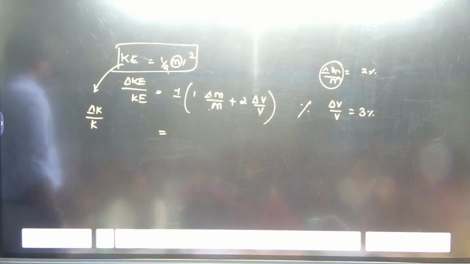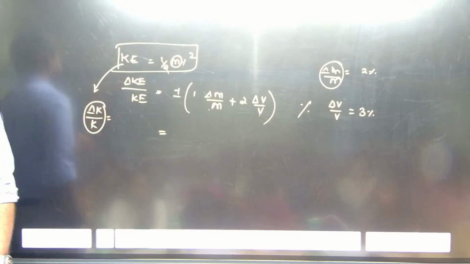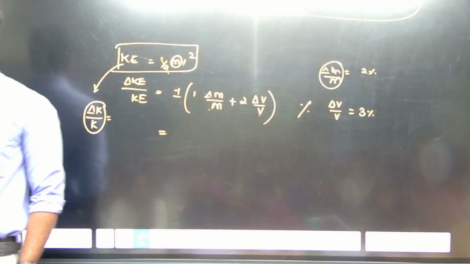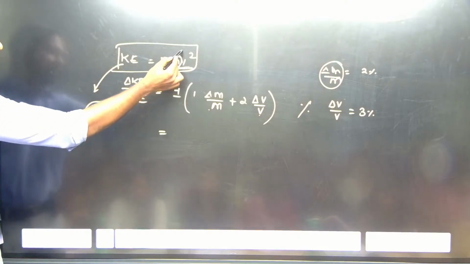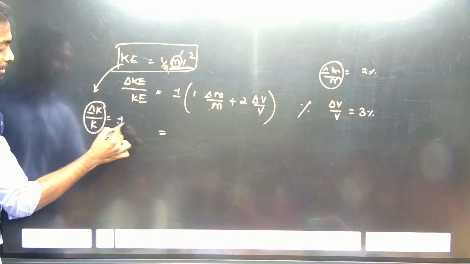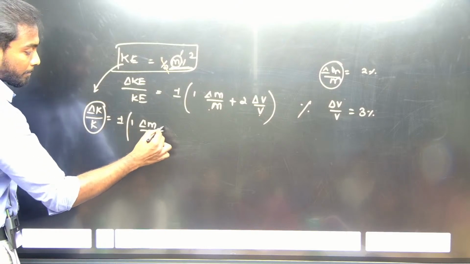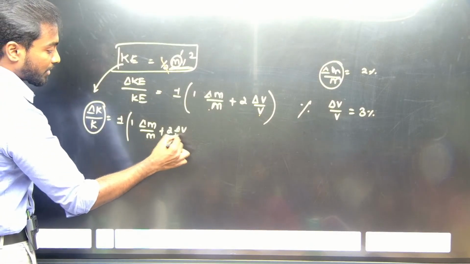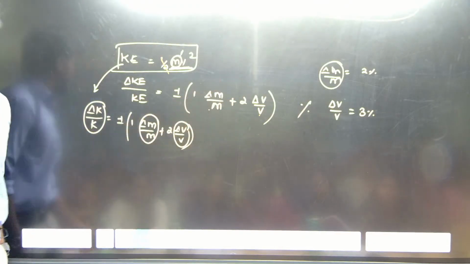If delta k by k means we have seen the formula in terms of multiplication and division, right? These two are in multiplication. So what are the powers? 1 and 2 are there. So plus or minus 1 times delta m by m plus 2 times delta v by v. No need to worry about these two things, they have given them directly.